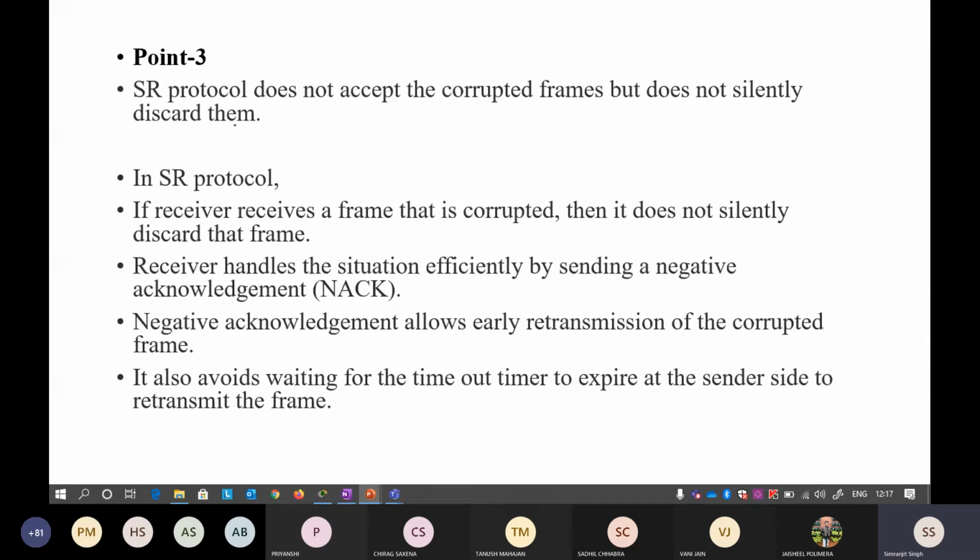Okay, so now there is one another point. The point is that the SR protocol does not accept the corrupted frame. There is one additional point here. If you have seen in Go-Back-N, what happens is that when your packet gets lost, suppose the first packet is lost and some other packets are received, whatever is in the window, it will start discarding them. Okay, so you already know about this.